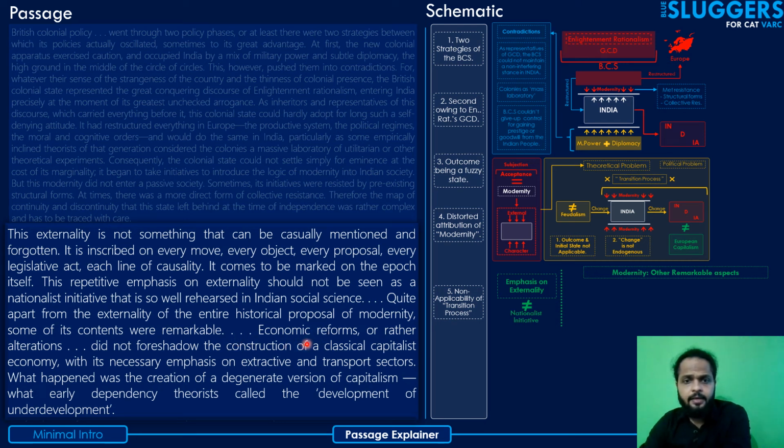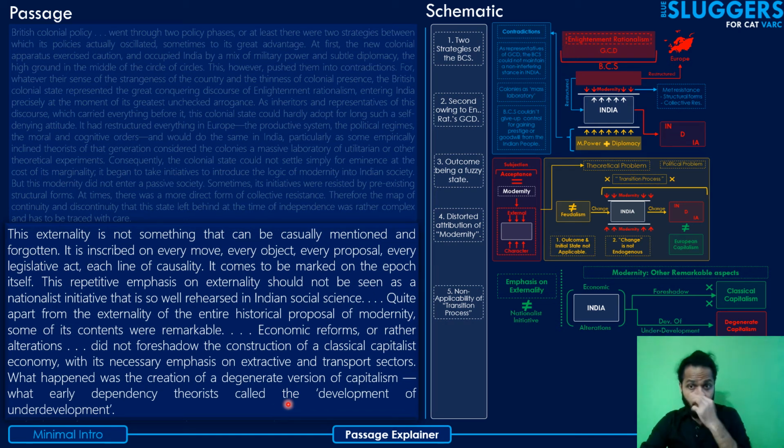And what are they? He then lists them. Economic reforms, or rather alterations, did not foreshadow the construction of a classical capitalist economy with its necessary emphasis on extractive and transport sectors. What happened rather was the creation of a degenerate version of capitalism, what early dependency theorists called the development of underdevelopment. Okay, so this is what he says. So what are the other remarkable aspects?